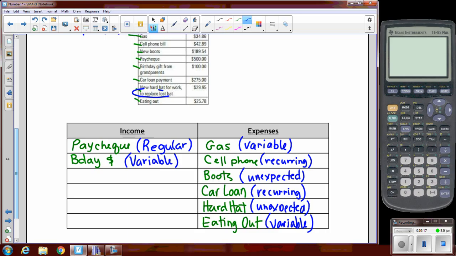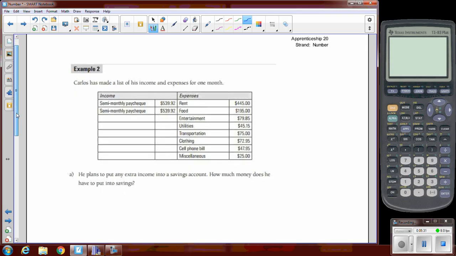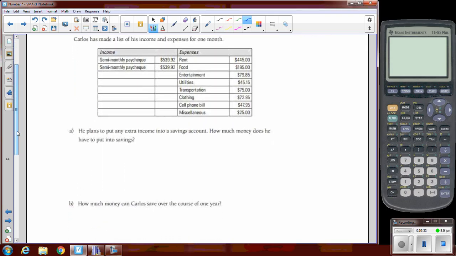So just knowing the difference between an income and expense, and knowing when we start to budget, if it happens each and every month, like the cell phone and the car loan payment, this is something you can look forward to actually planning for. So we're going to talk about Carlos. Carlos made a list of his income and expenses, and it's important that we see he's saying for 1 month. So in 1 month, this is what Carlos is doing. So he has semi-monthly paychecks. Semi-monthly means every 2 weeks, twice in the month. And then his expenses are listed here in the right-hand column.